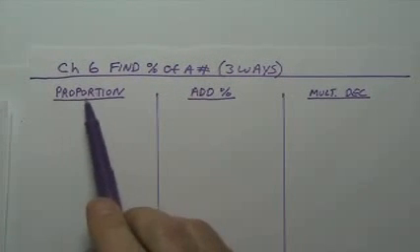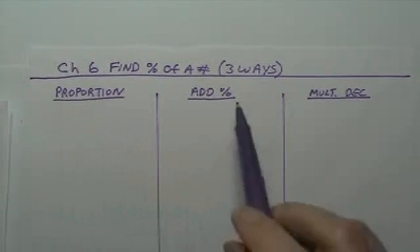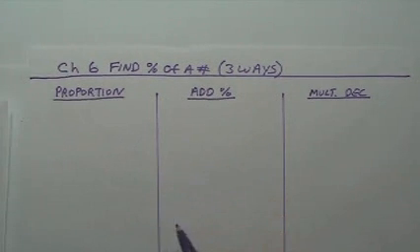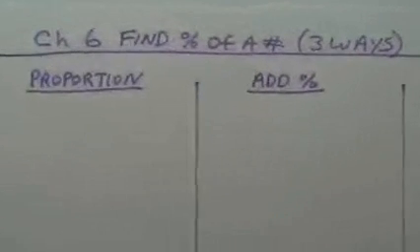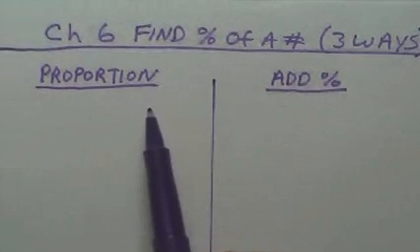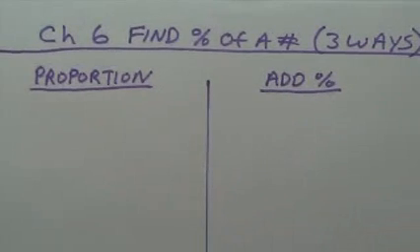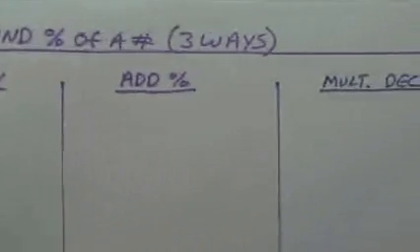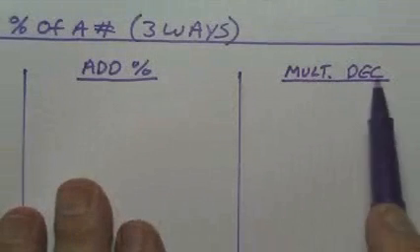Our first way of doing it is using proportions. Then we have adding percent. And the last method is multiplying decimals.